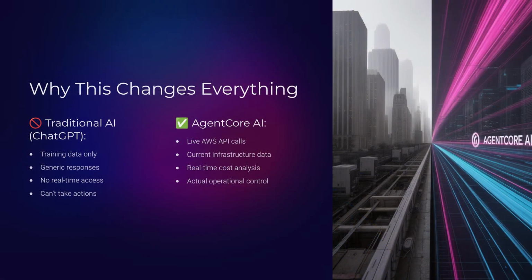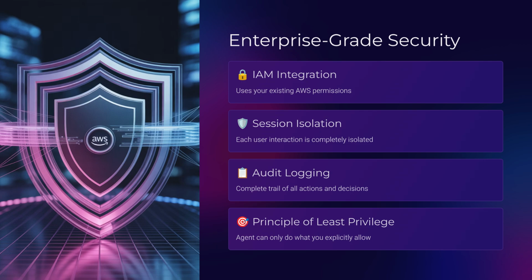Unlike ChatGPT, which only knows training data from its cutoff date, the agent here accesses live AWS infrastructure data, right? So when you ask about costs, it's checking your actual bill. When you ask about instances, it's querying real-time data. The nice thing about this too is it's controllable and secure. You define exactly what the agent can do through the schema and IAM permissions, right?